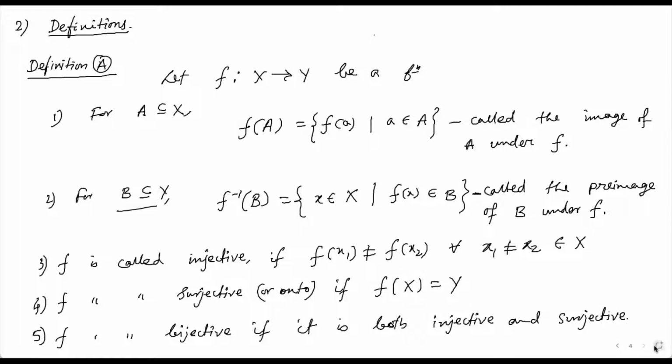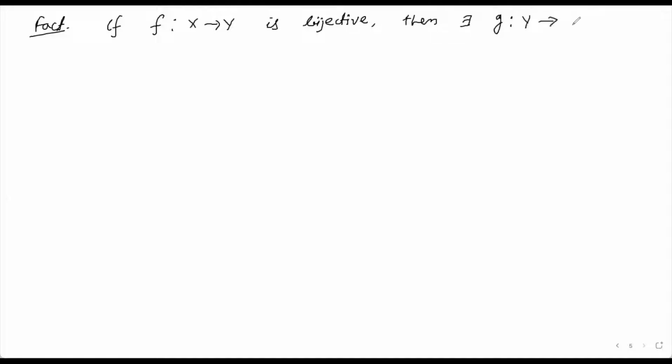Okay, so now we remark, or this is a fact, that if a function f from X to Y is bijective, then there exists another function g from Y to X. So here the domain is Y and the codomain is X, such that f composed with g, from Y to Y, is equal to the identity function on Y, and the identity function on X is equal to g composed with f, from X to X.